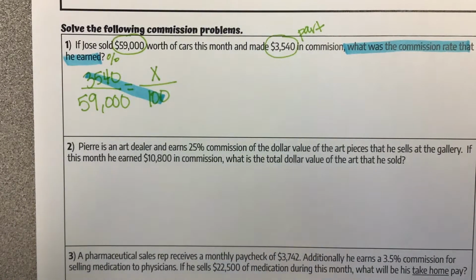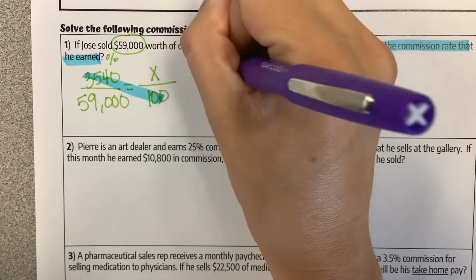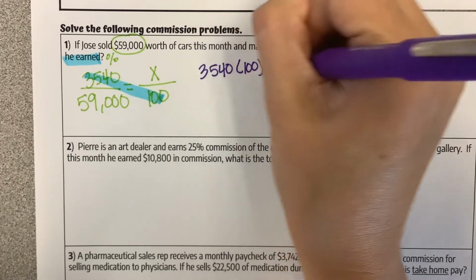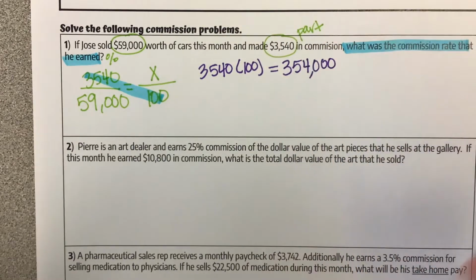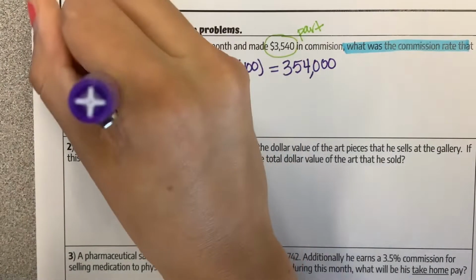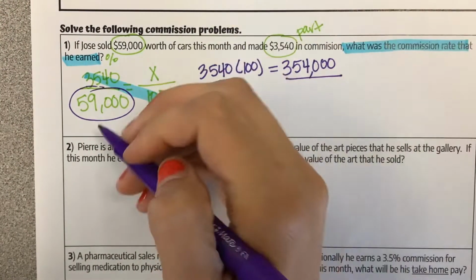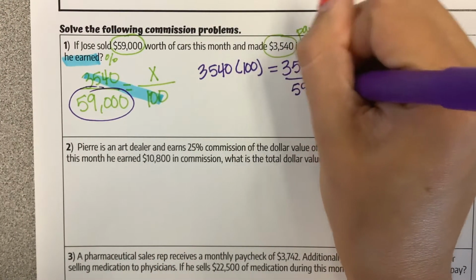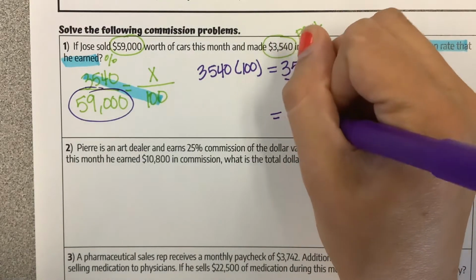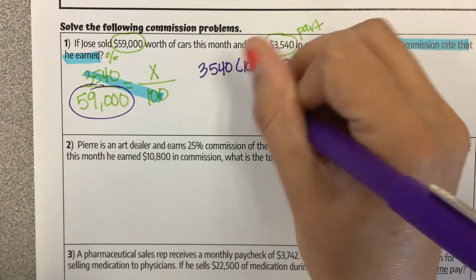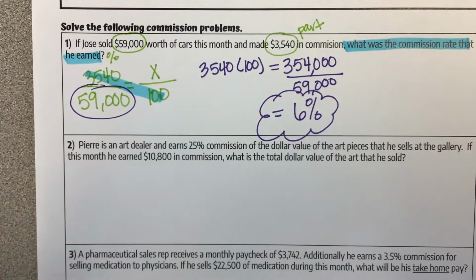Multiplying the two numbers in the diagonal, I'm multiplying 3,540 times 100 to get 354,000. And I'm dividing by the number in the same diagonal as the variable, so dividing by 59,000, plugging that into my calculator. And we get 6. We were solving for the percentage, so that means the commission rate that Jose earns is 6% of sales.